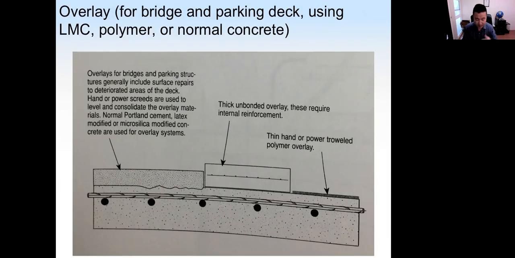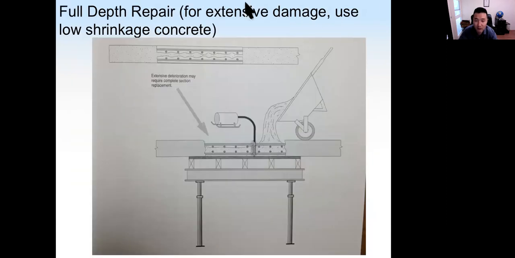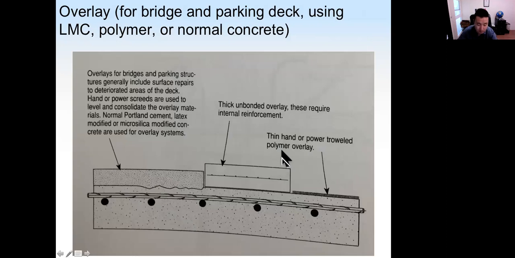If it's not full depth repair, only for the surface, we may do the overlay repair, for bridges and parking decks. We can use latex modified concrete, LMC. We can use polymer concrete or use normal concrete. The reason for that is because latex modified concrete and polymer concrete are more expensive. So normally we do not do this for full depth repair like this. So only on the surface.